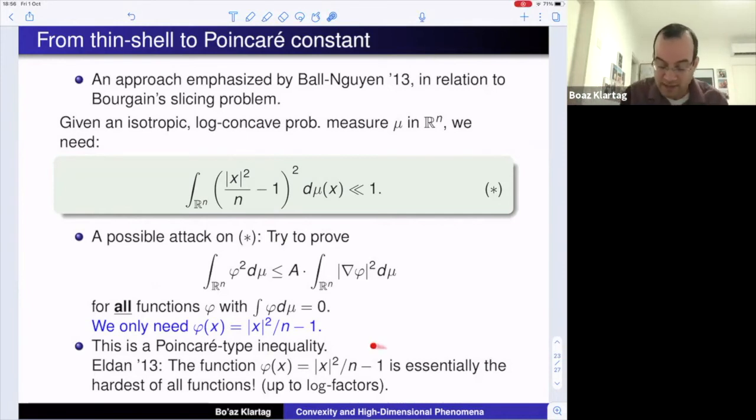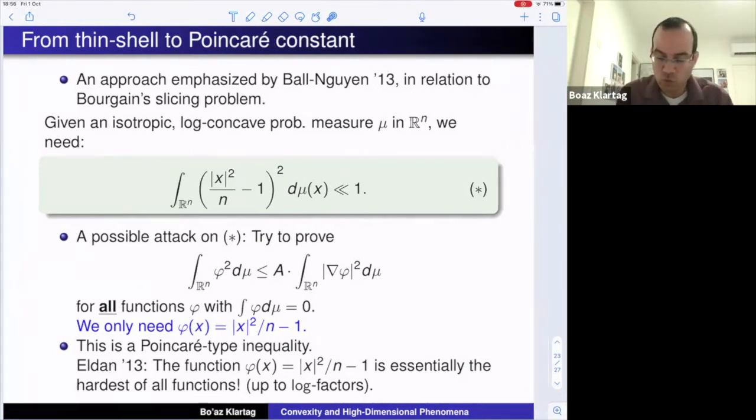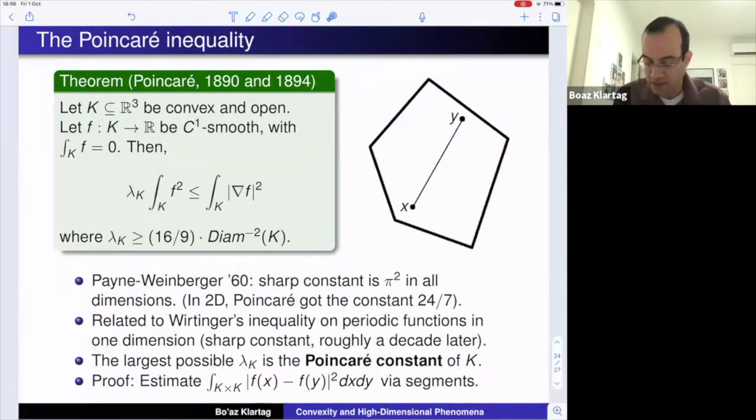So if you could prove that this function has small variance with respect to the L2 norm of its gradient, then you get, up to log factors, the same for all functions. Okay, so this is roughly the direction that we're going to, and the last few minutes will be some kind of an introduction to my lecture on Tuesday, and to the Poincare inequality.